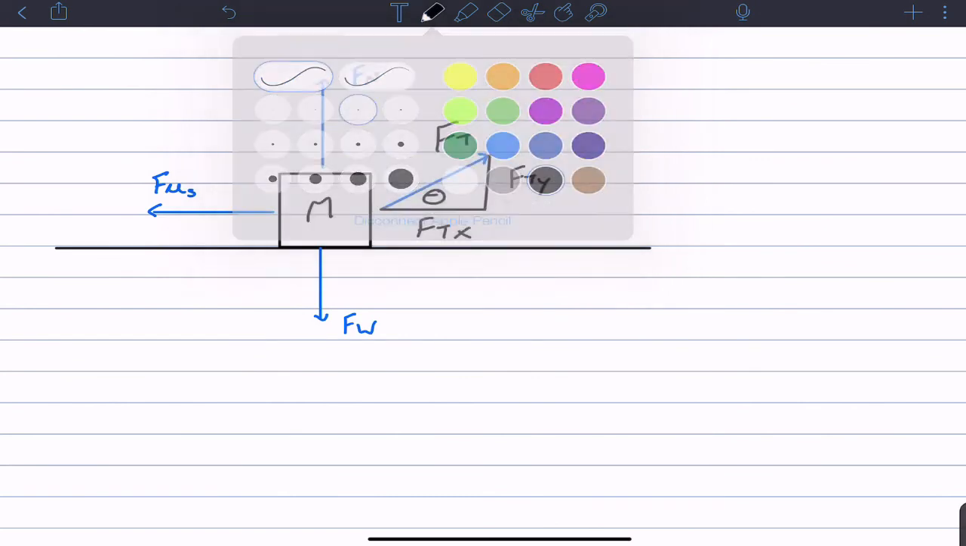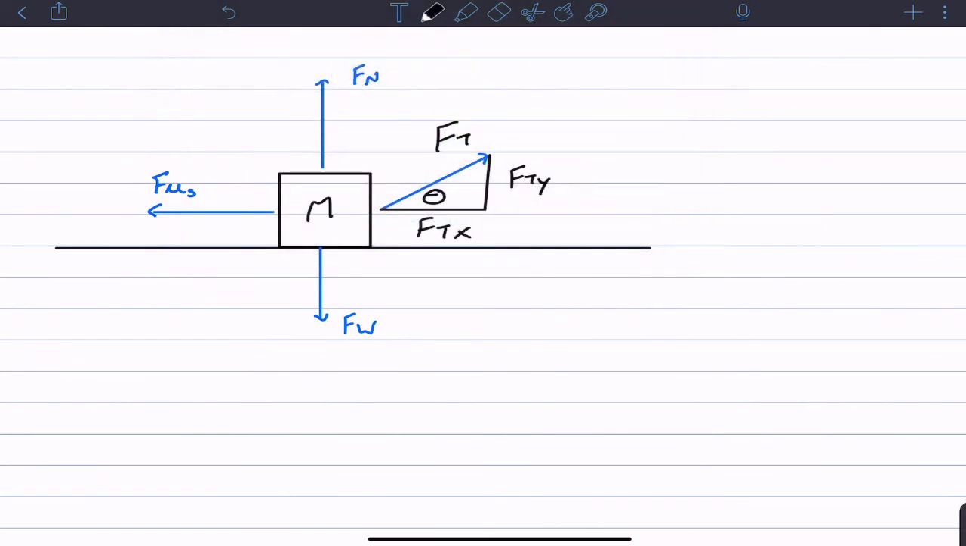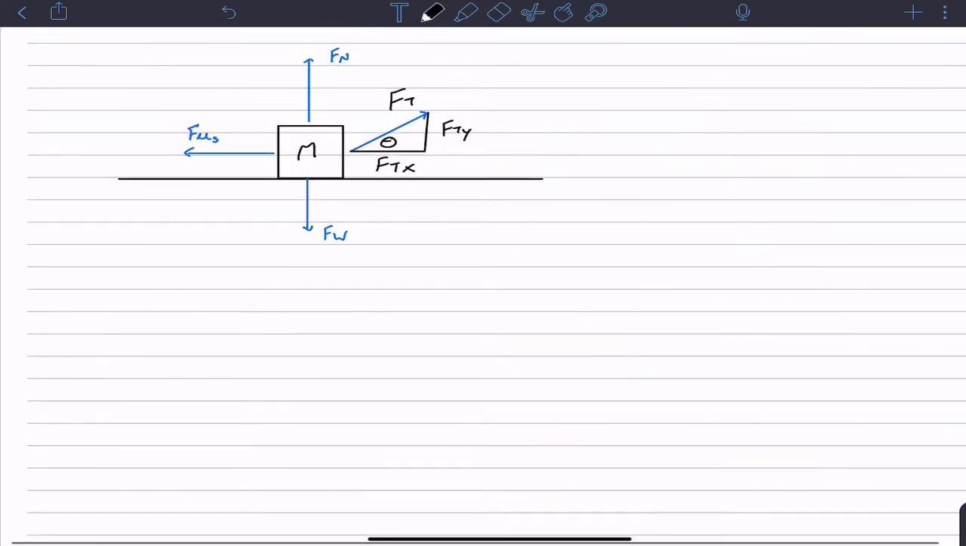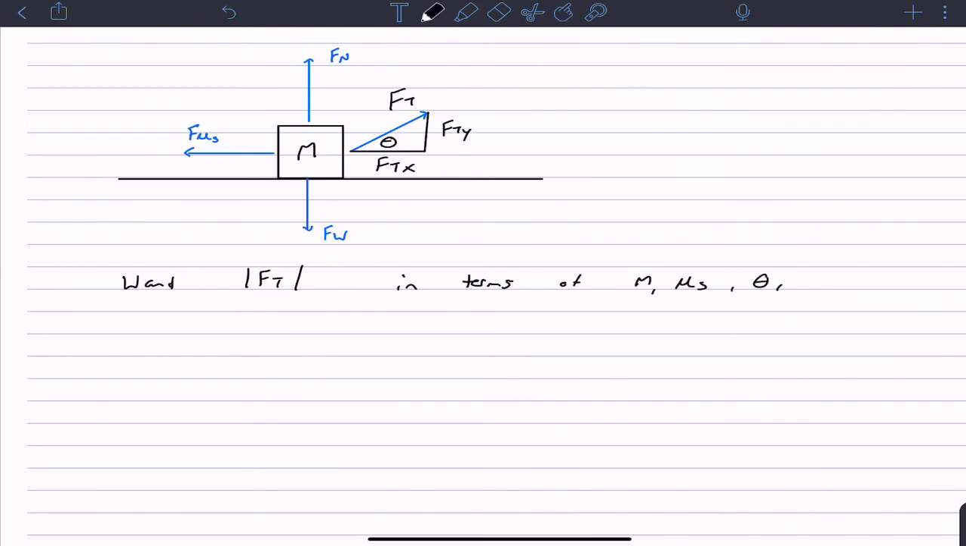So we're told that we want the tensile force, and we want it in terms of M, mu sub s, theta and g. Just making sure I can read that right. So we want the magnitude of the tension force in terms of M, mu sub s, theta and g.